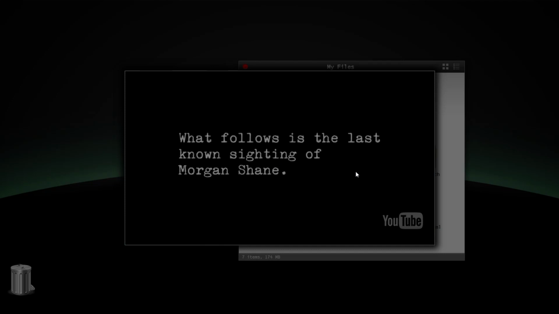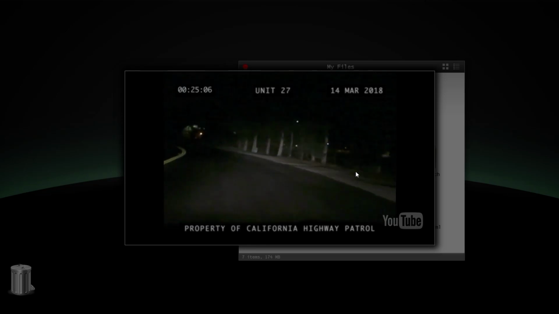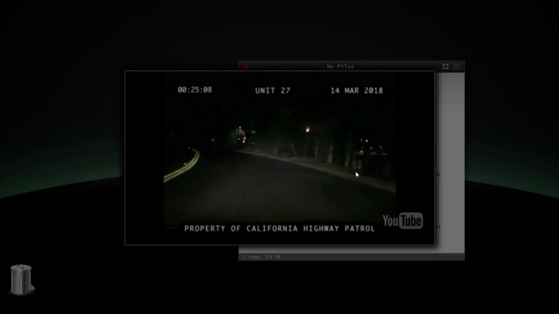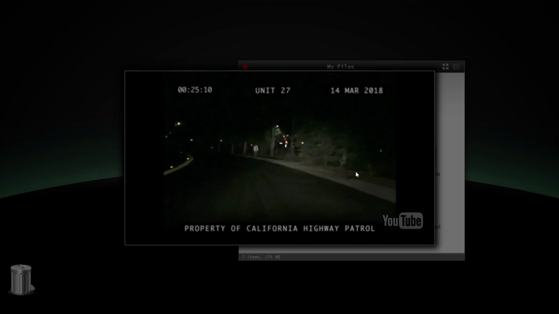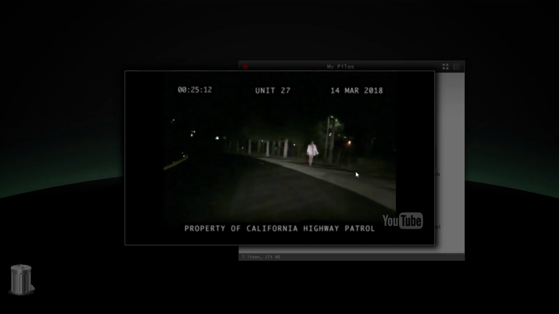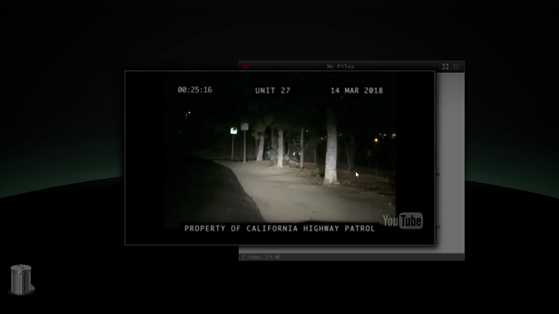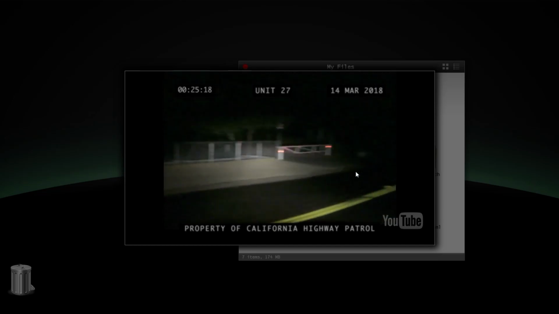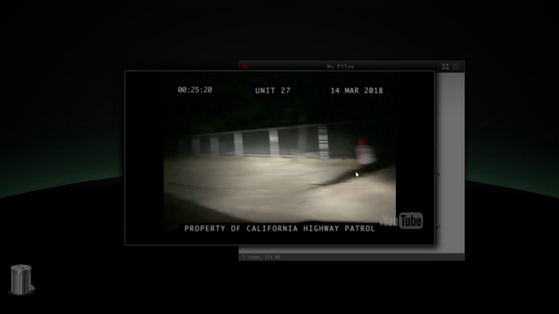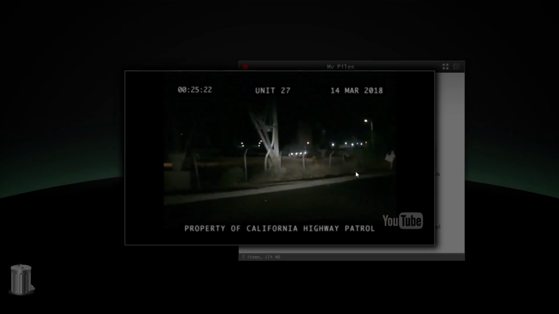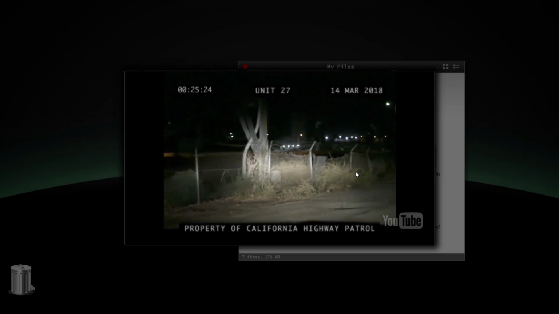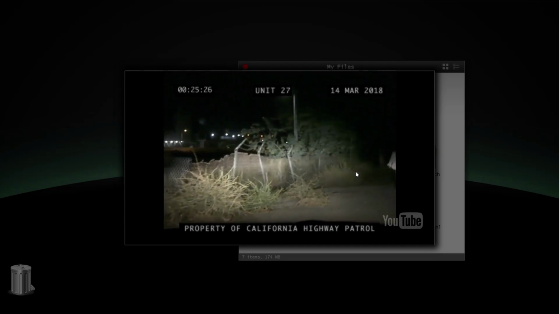Whoa, what was up with that effect? What follows is the last known sighting of Morgan Shane. I mean, this is like some made-for-TV stuff. He's like doing effects with the whole negative thing. Like, you trying to save Morgan, or you trying to get on CNN, bro? Just keep going. Look, watch. You see her? She's right there. All right. Okay, I got her.